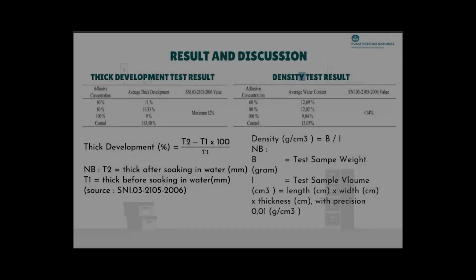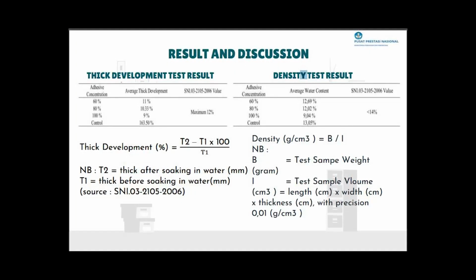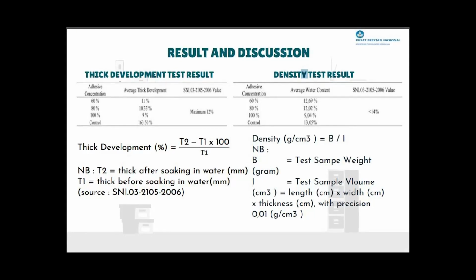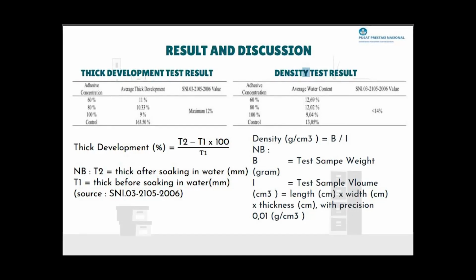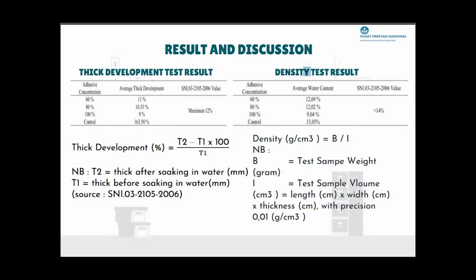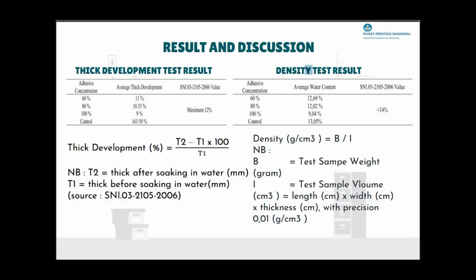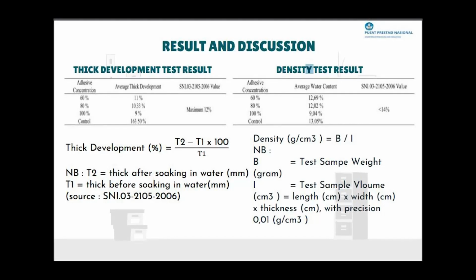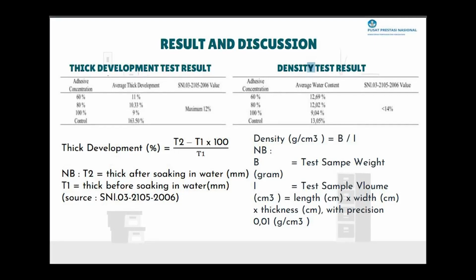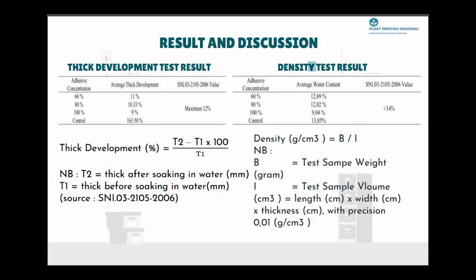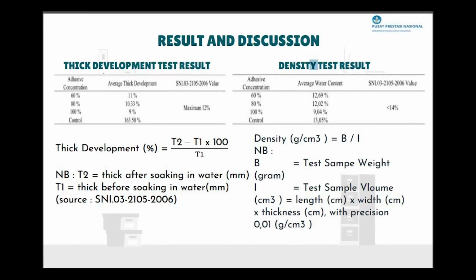First, for thickness development, as can be seen, there is data in the table. This data is the average of the measurement results that we measured using a caliper tool. As you can see on the screen, there is also the formula we use to find the average value of thickness development. Based on the results of the table test, the highest development is the control with a value of 163.50% and the lowest is at an adhesive concentration of 100% with a value of 9%. Based on the overall data, the average values of the various adhesive concentrations are in compliance with the Indonesian national standard.